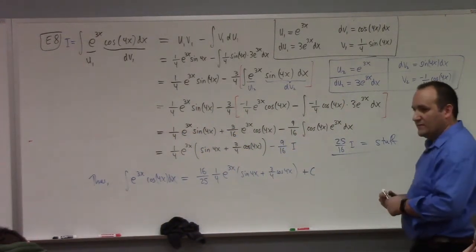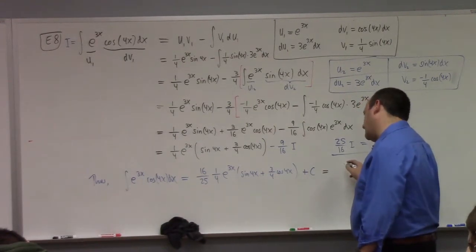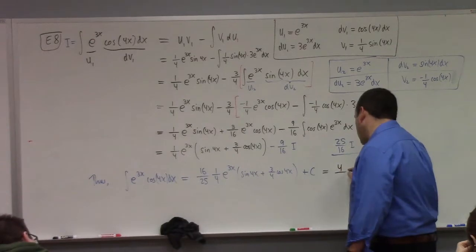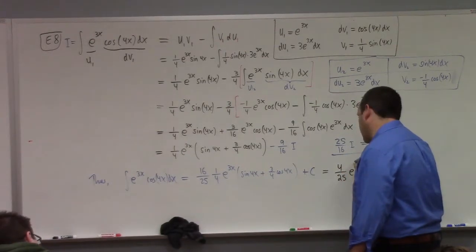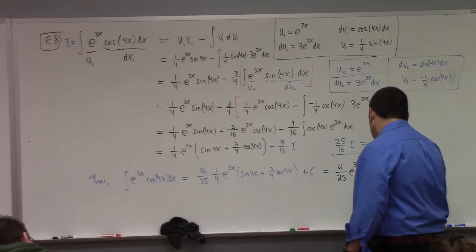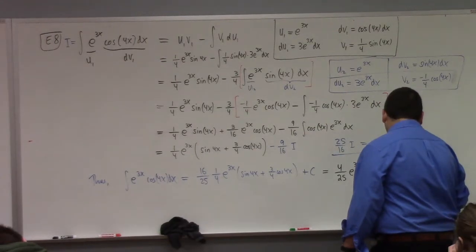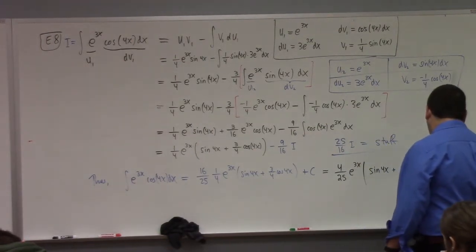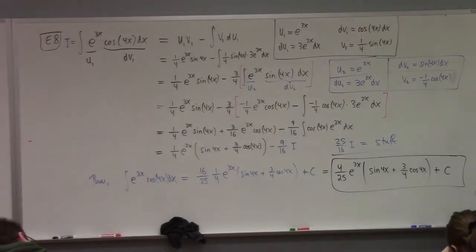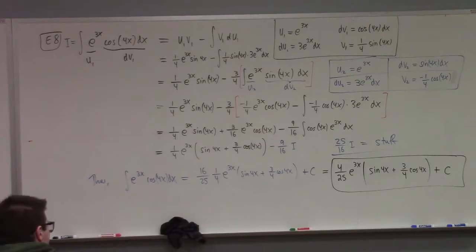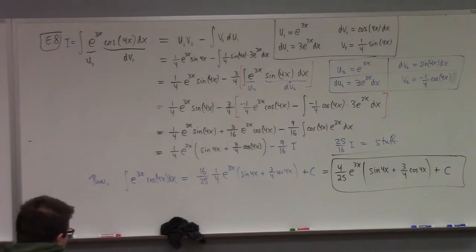I've done this much. Let me do one more simplification. We have 4/25 e to the 3x times the sine of 4x plus 3/4 cosine of 4x plus a constant. And there you go. This is a pretty standard problem. If you took a survey of 10 Calculus 2 tests which cover this material, you'd find this problem on at least 7 of them.